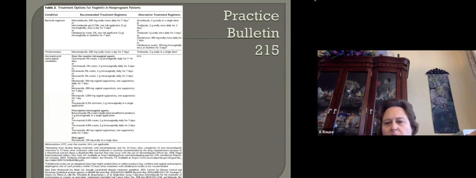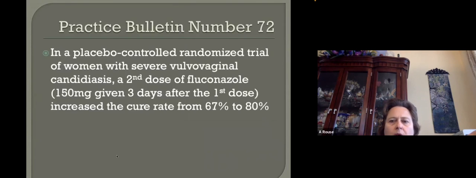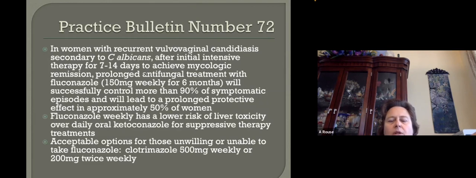So again, it's in the practice bulletin. I just kind of broke it out. So when they evaluated or randomized severe vulvovaginal candidiasis, they found that if you gave someone a second dose, so our usual 150 one-time dose, a second time 3 days later, they improved the cure rate to 80%. So is it statistically significant? Maybe not. But if you've got that patient who's still reporting symptoms or it's a recurrent episode, it may be worthwhile to consider.